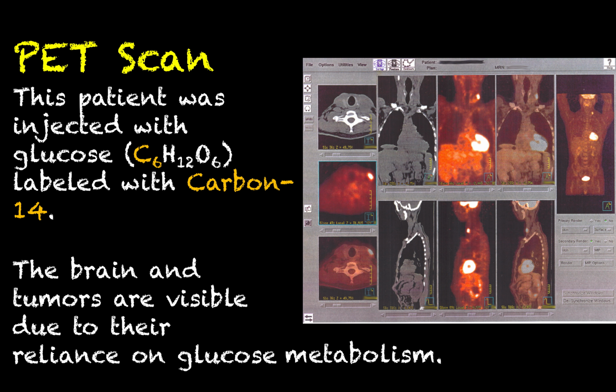The idea of this technique in this regard is that glucose is used primarily by cells in the brain and then tumors. Both of these kinds of tissues are very highly reliant on glucose metabolism, so if you inject someone with glucose, those are going to be the places where glucose distributes the most heavily.